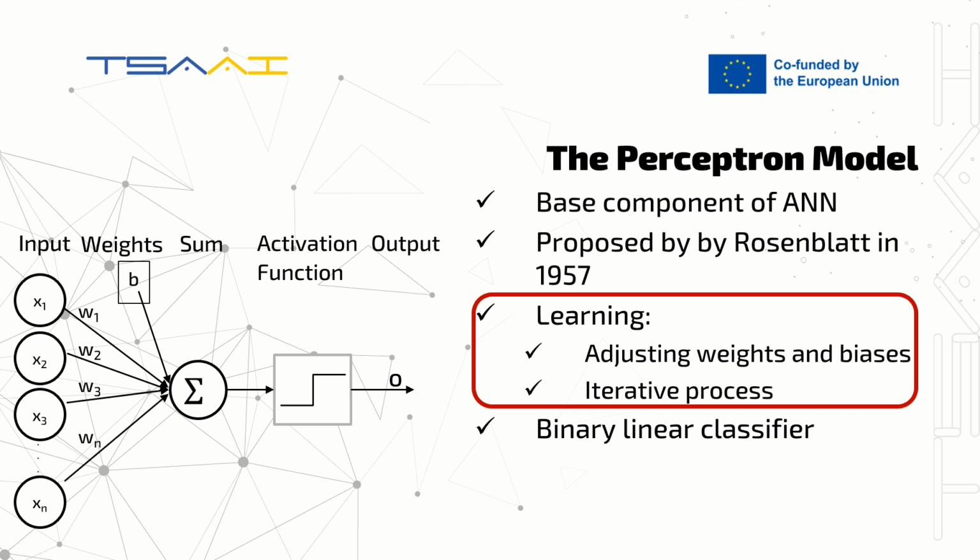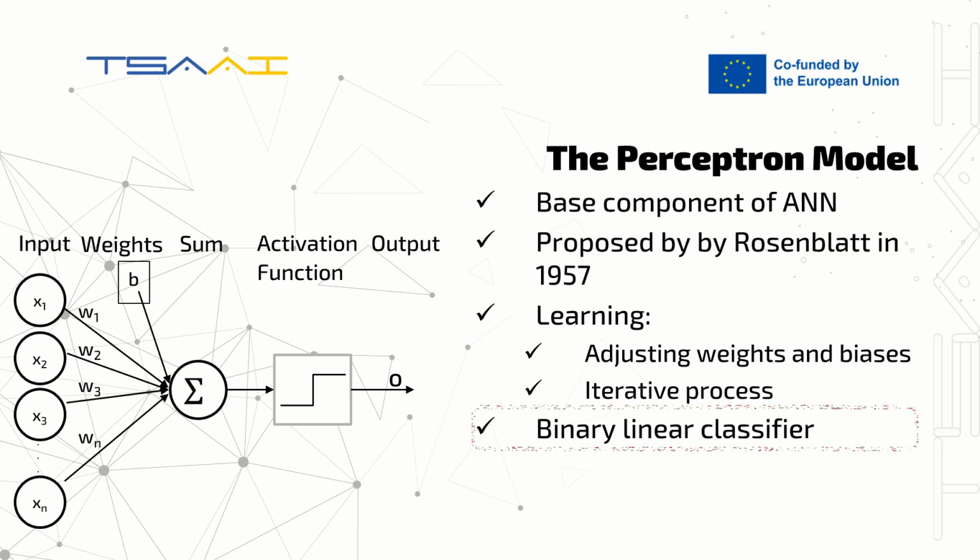Through training cycles, perceptrons adjust weights and biases and gradually improve their ability to classify data, guided by a so-called learning rate and the number of epochs. A single perceptron serves as a binary linear classifier.